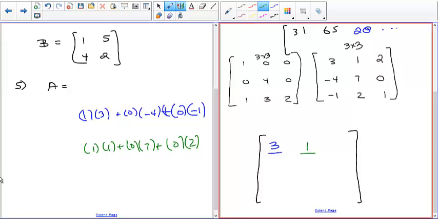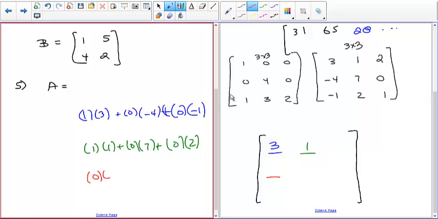And let's do the one down here. So then we're going to take, this is the second row, first column. So you take this times that, 0 times 3 plus 4 times negative 4, and then 0 times negative 1.